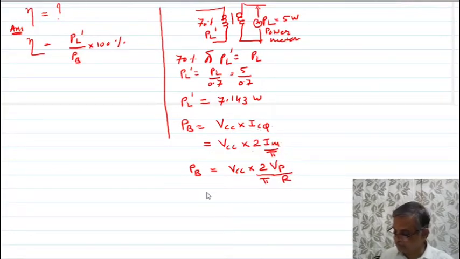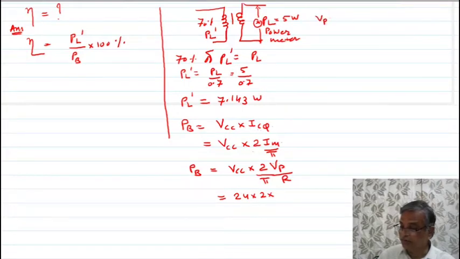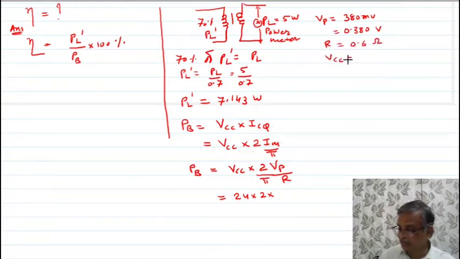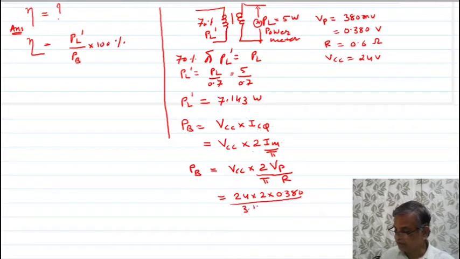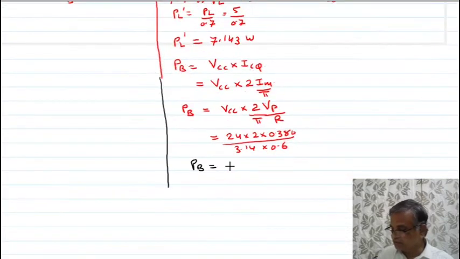So I am putting in all these values. This is 24, this is 2. VP they have given 380 millivolt, so I can write 0.380 volt. R they have given 0.60 and VCC they have given 24 volt. So this is 0.380 upon 3.14 multiplied by 0.6. If you calculate this value, you will get 9.682 watt.